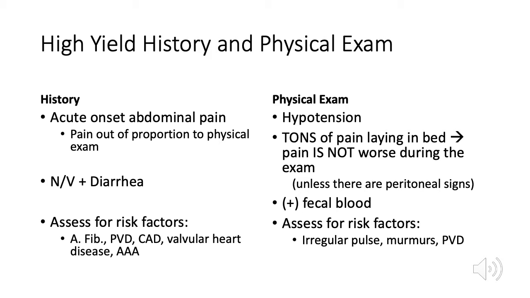These patients might also have positive fecal blood because they have sloughing of dead bowel. Finally, you'll want to assess for risk factors here too. These patients, if they have AFib that's uncontrolled, will have an irregular pulse. If they have valvular heart disease, you might see murmurs, and you might see signs of peripheral vascular disease on a skin or lower extremity exam.